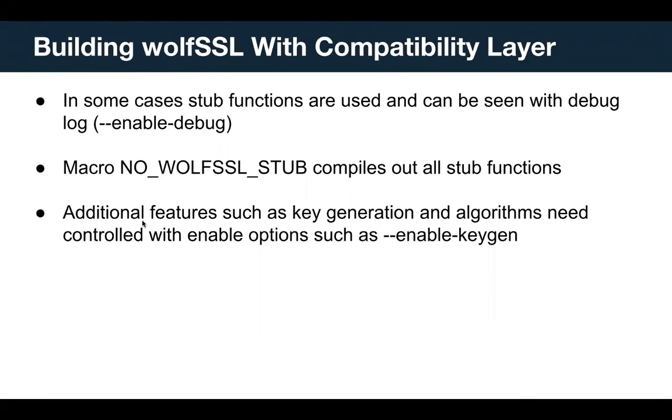wolfSSL is a very modular library in how it can be built and configured. The --enable-opensslextra gives a default build, but with wolfSSL being very modular, there may be some other additional features that are required by the project. One example is if you're doing key generation, you'd want to add --enable-keygen to the configuration.